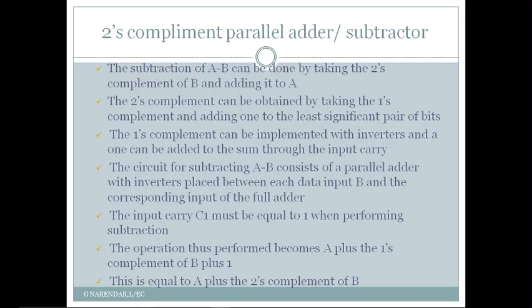So normally we can see how a subtraction is performed. The subtraction of a minus b, for example, where a is the data of 4 bits and b is the data of 4 bits. The subtraction of a minus b can be done by taking the 2's complement of b and adding it to a.